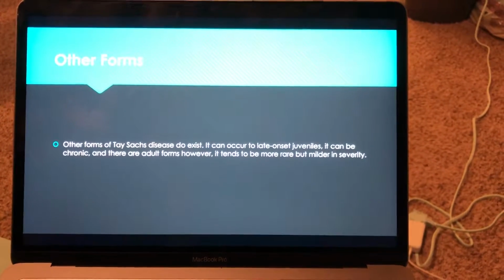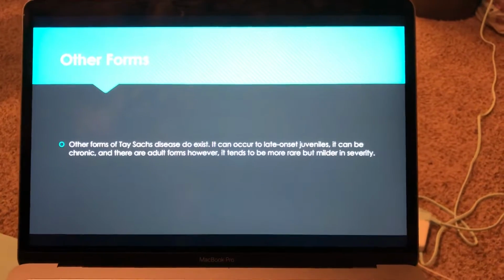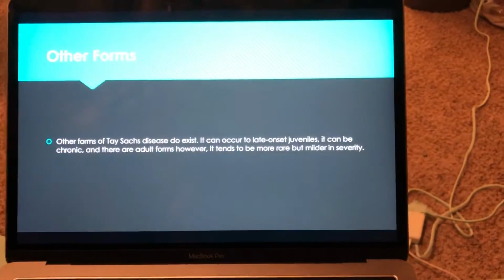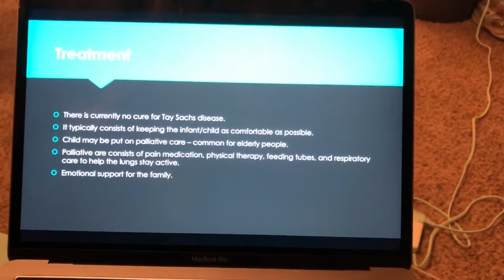Other forms of Tay-Sachs disease do exist. It can occur in late-onset juveniles. It can be chronic, and there are adult forms. However, it tends to be more rare but milder in severity.